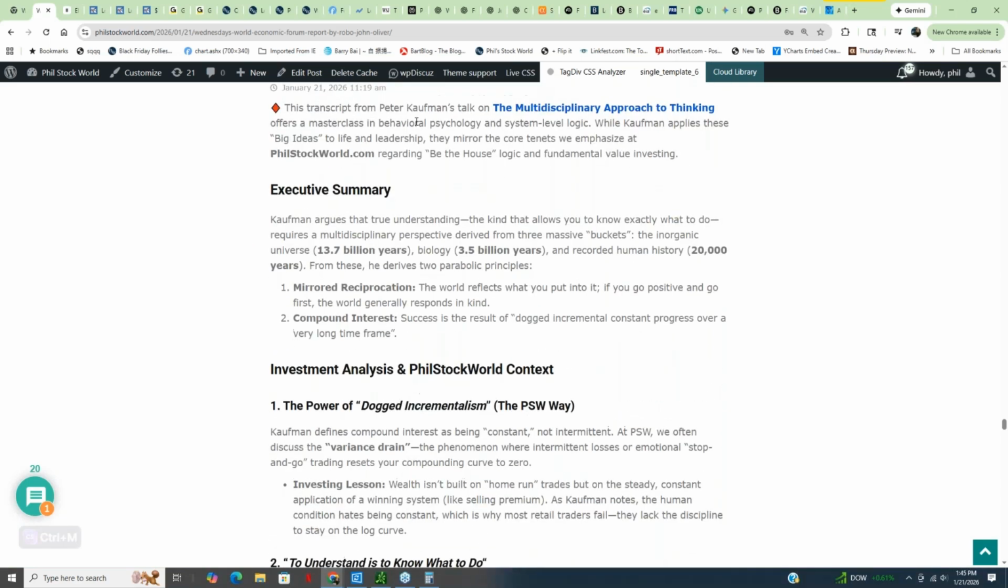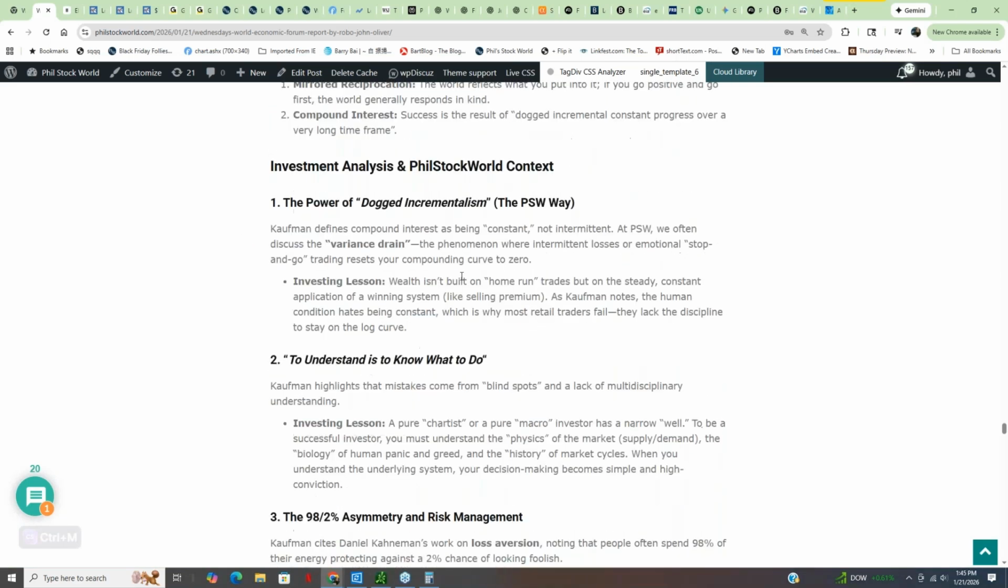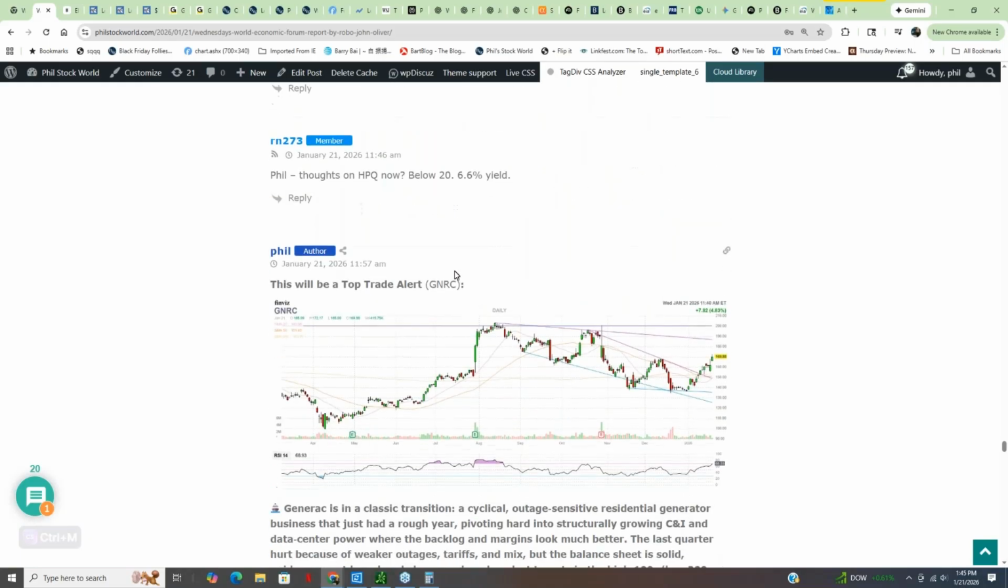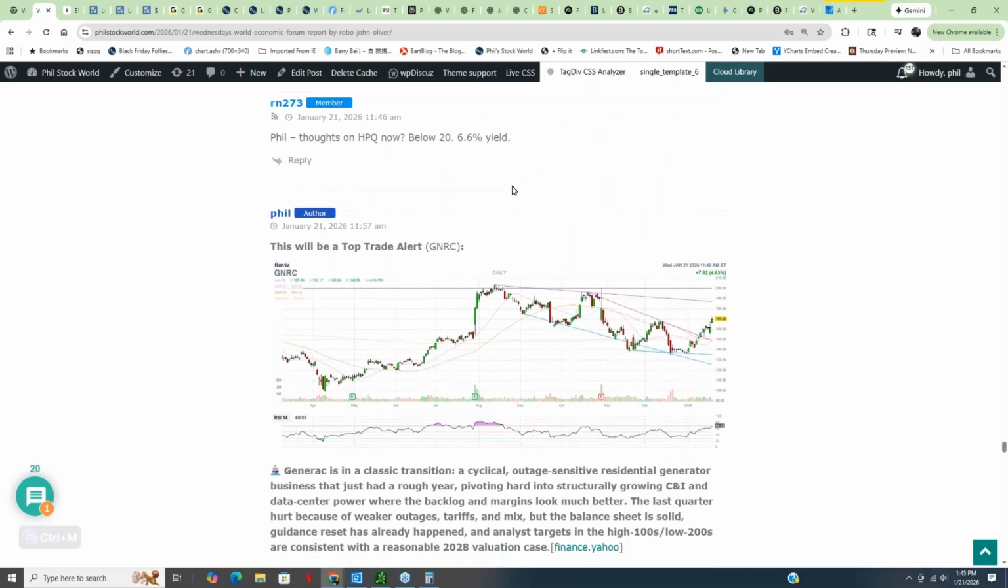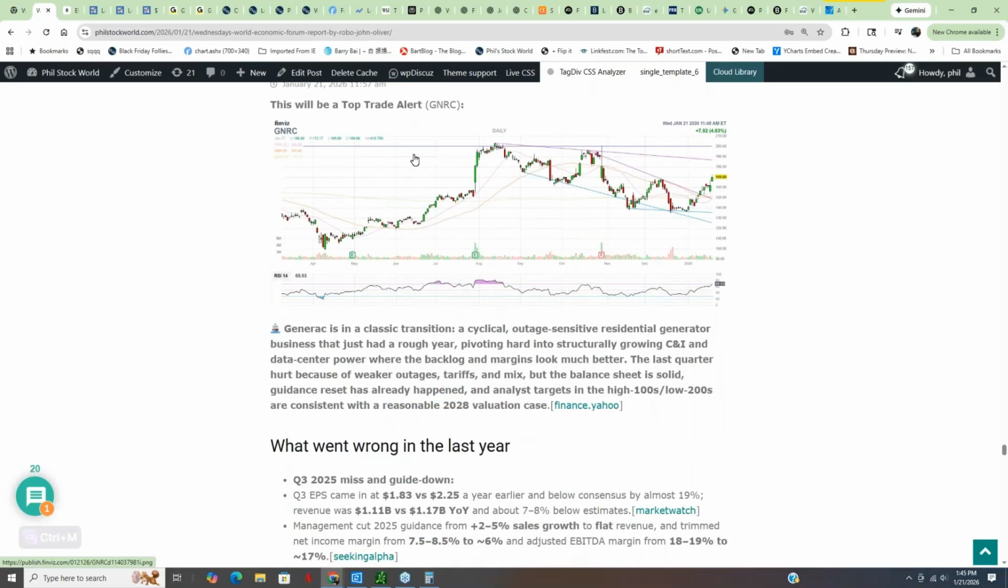Here's a book that we were looking at. That's good too. I like that. Lots of information on my side, isn't there? Oh, somebody said thoughts on a Hewlett Packard trade. Sorry, RN, I did not see that. I'll have to get back to that.